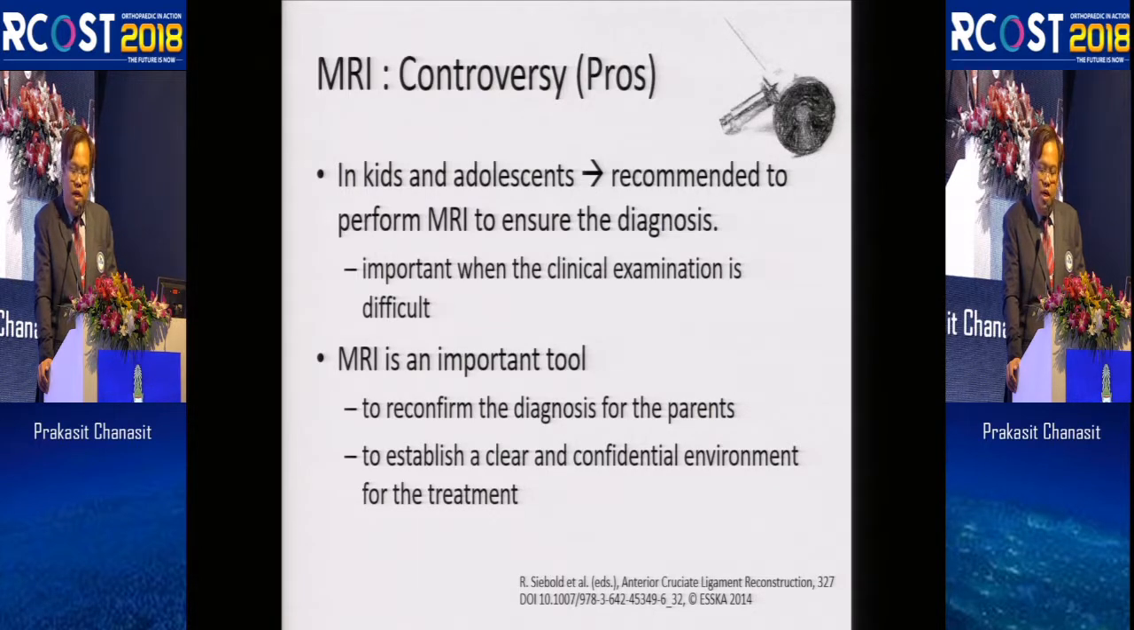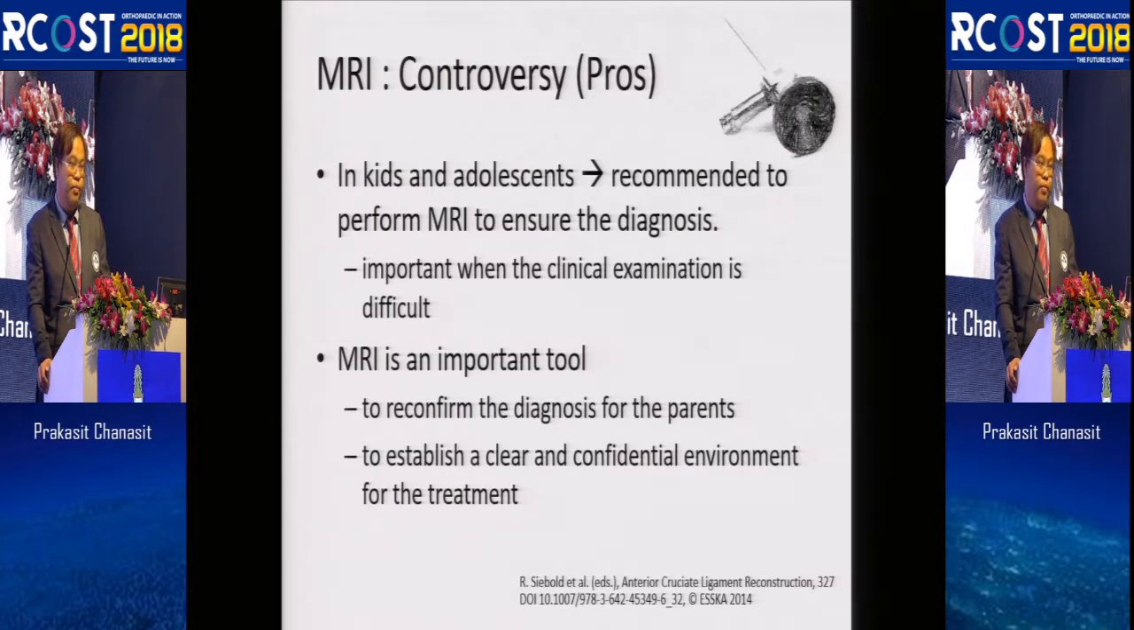The newer literature said that in kids and adolescents, it is recommended to perform the MRI to ensure the diagnosis, especially in the patient with a difficult clinical examination. MRI is also an important tool to reconfirm the diagnosis for the parents, and to establish a clear and confident environment for the treatment.